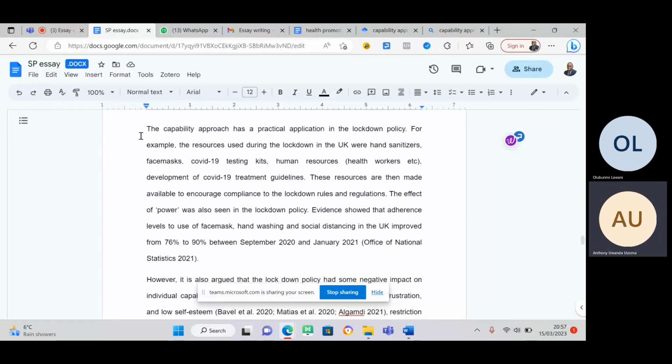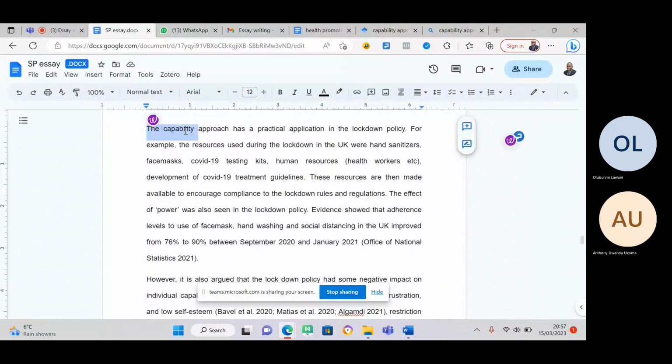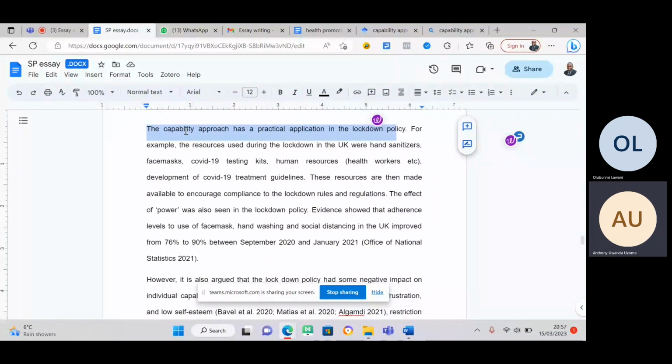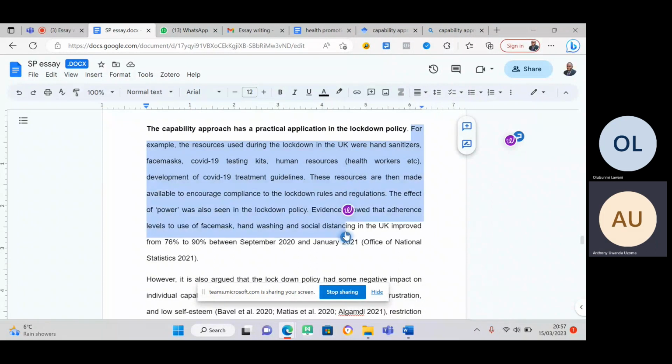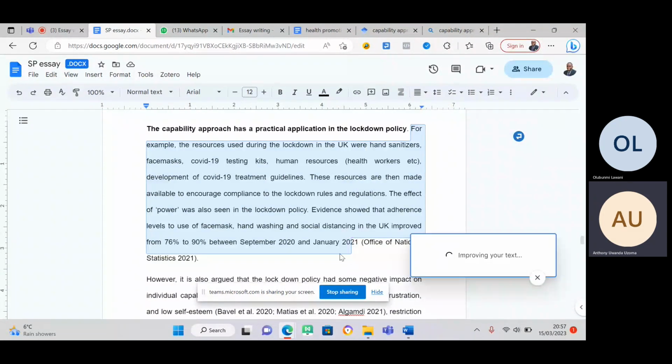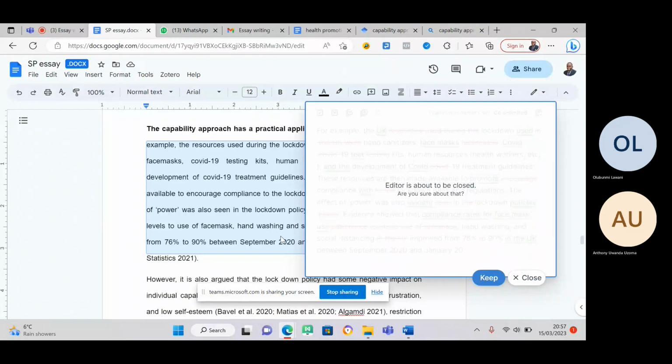Now, here I said the capability approach has a practical application in the lockdown policy. This is what the lecturer wants to see: how are you able to apply it? Remember, from here I've already understood it, so now I'm applying it to my topic. If you don't apply it to your topic, you're going to get low marks.